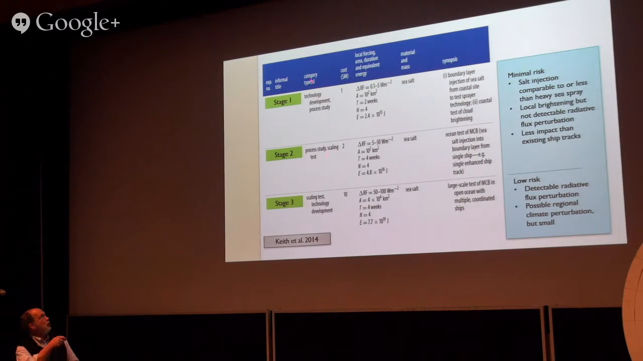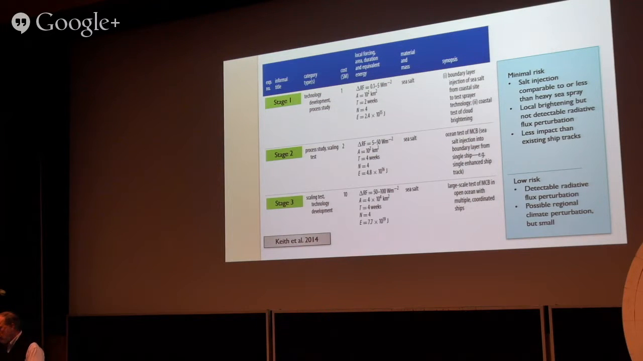I just want to point out that these two, what I'm calling stage one and two, are minimal risk experiments in terms of environmental concerns. We're talking about injecting salt particles, sea salt. Sea salt is everywhere over the ocean, so there's nothing fancy about that. We're talking about local brightening of the cloud, but not a detectable radiative flux perturbation. In other words, the energy flow is going to be below what we can typically measure, less impact than an existing ship track.